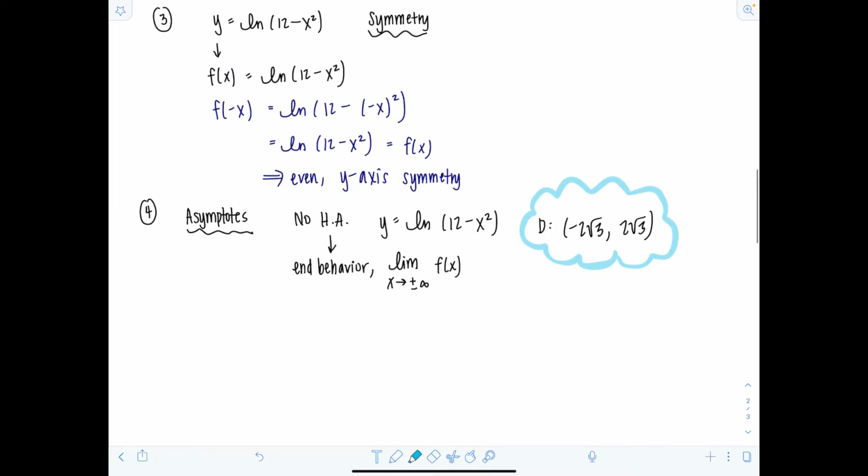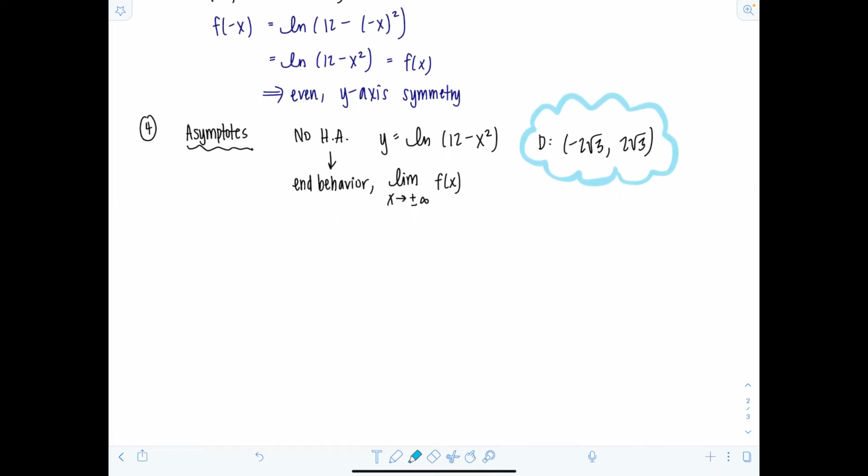All I need to do is check for vertical asymptotes, and I'm going to investigate what's going on near the endpoints of the domain. So since we're not including negative 2 rad 3 or 2 rad 3, I'm going to look at these limits as one-sided limits. Okay, so our investigation begins. That means we're going to look at the limit as x approaches, now be careful, negative 2 rad 3, that's the lower bound for the domain. That means I have to approach from the right, from values larger than it, of natural log of 12 minus x squared.